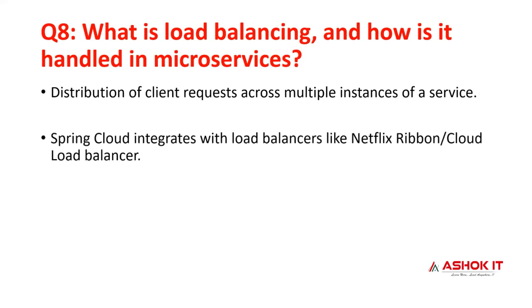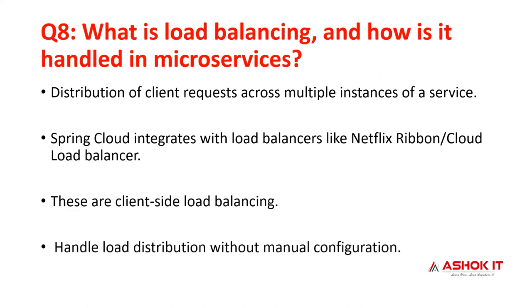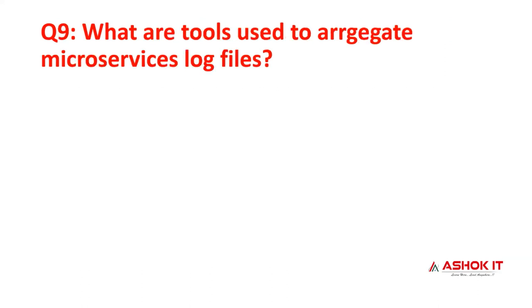Spring Cloud supports load balancing like Netflix Ribbon or Spring Cloud LoadBalancer. Ribbon is the legacy one. Cloud load balancer is the latest. We can also call this a client-side load balancer. Here client means another microservice which is making the request. So we can handle the distribution of load. We need not do any manual configuration here. This is auto configured.